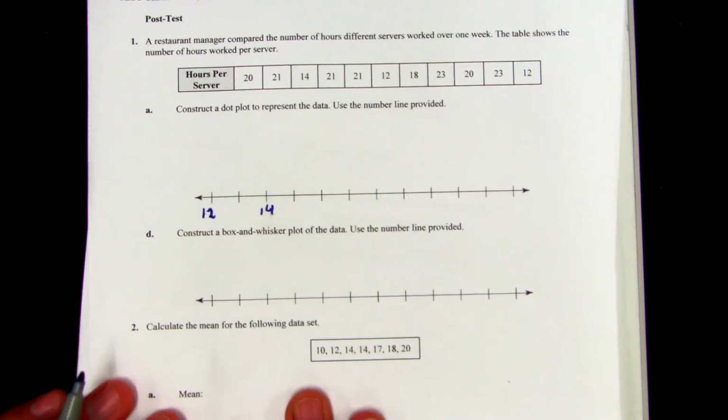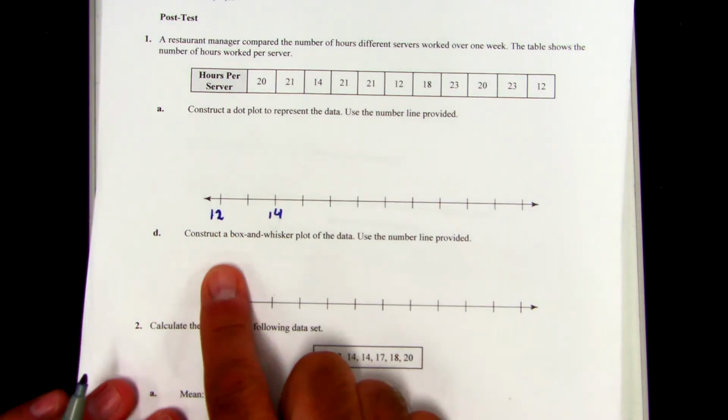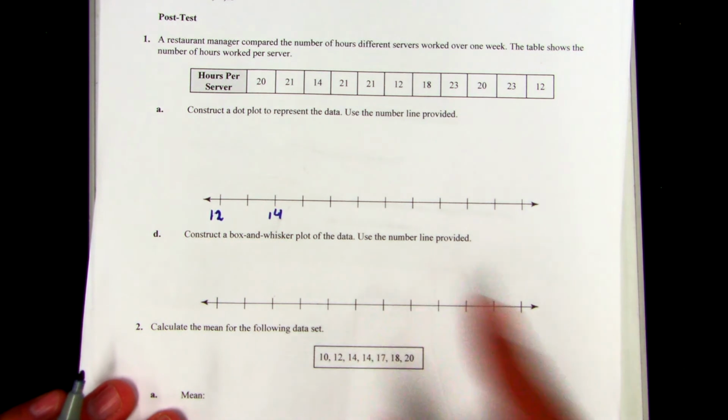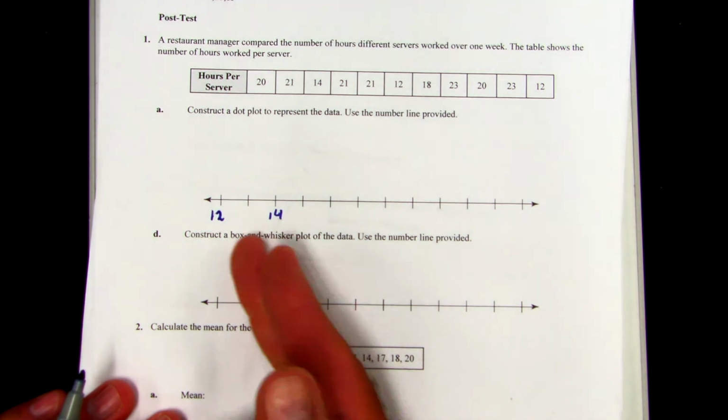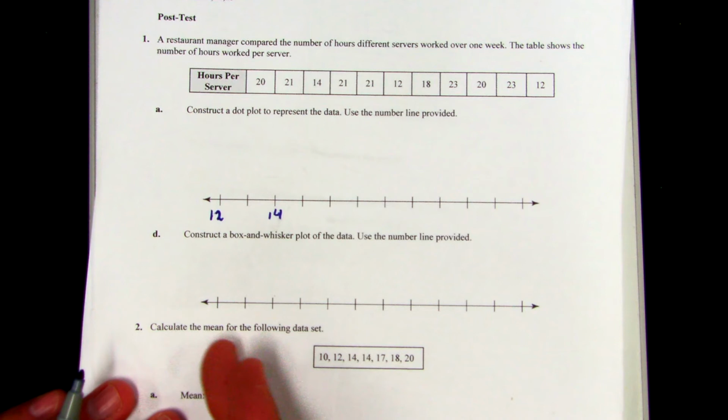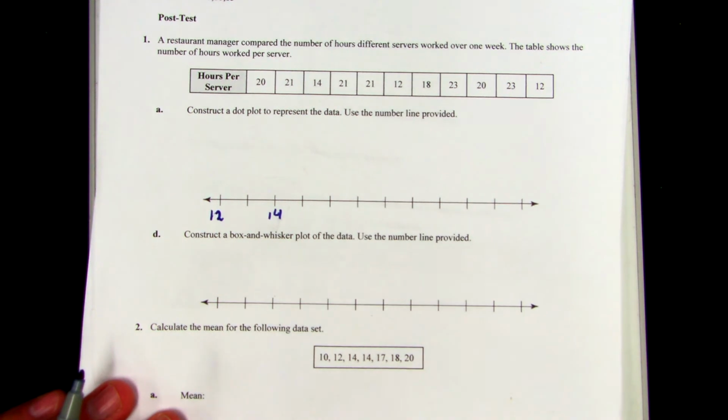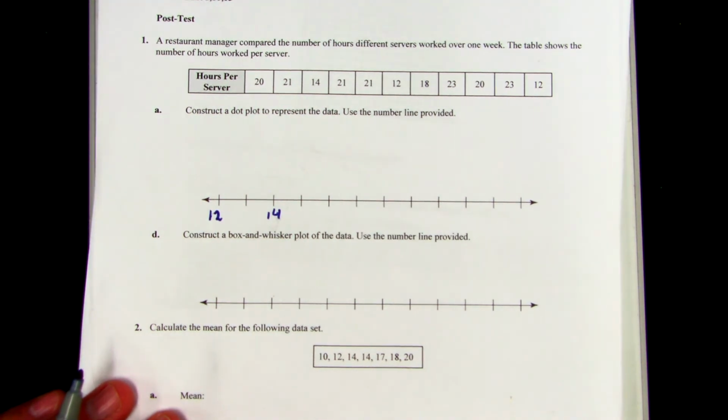Okay, and the same thing goes for the box and whisker. It says use the number line provided. And again, once you've done the first one, the second one should be easy because you're going to put the number there. And they go sequentially because it's a number line.